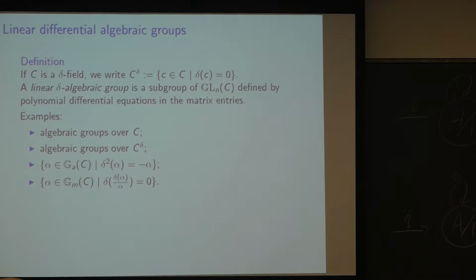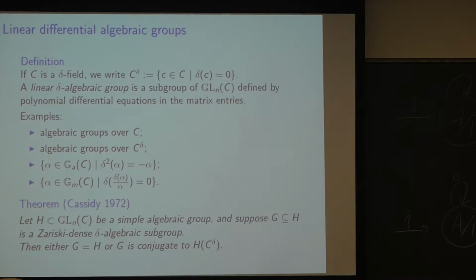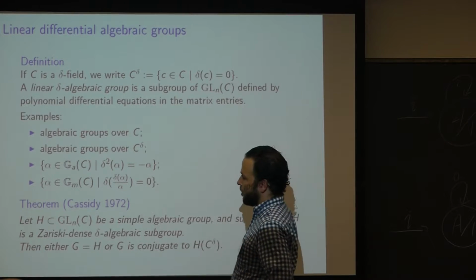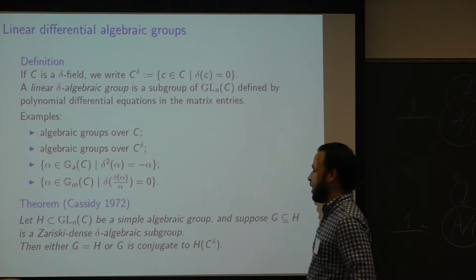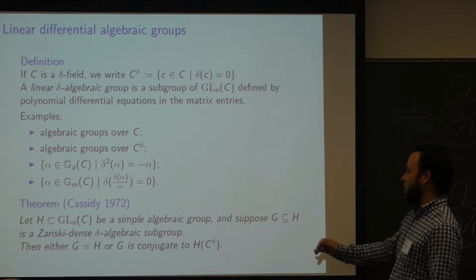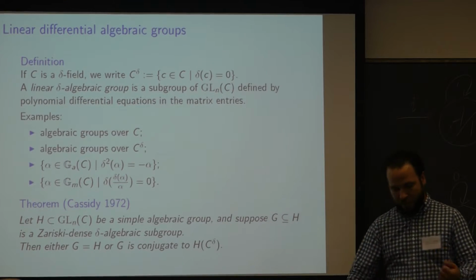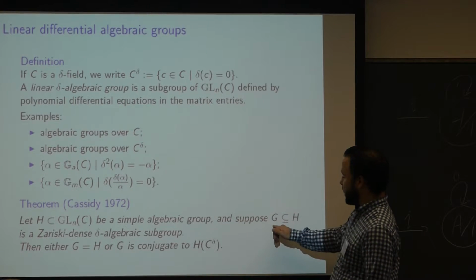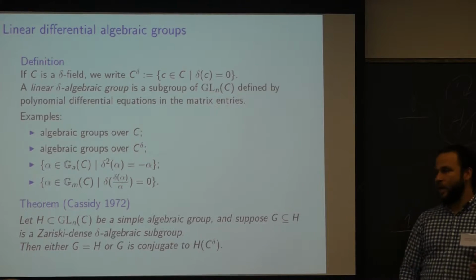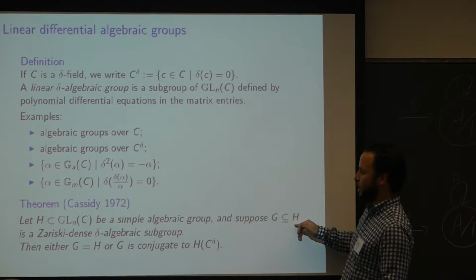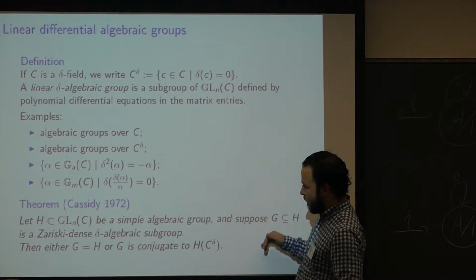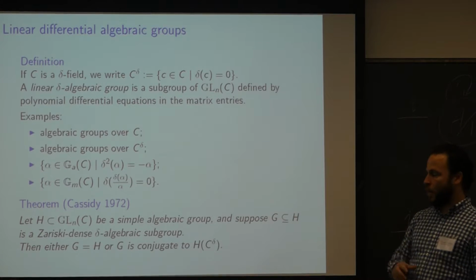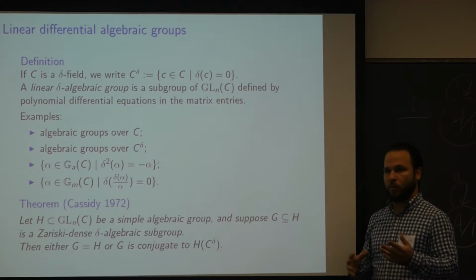The ones that will come up most often in our results: a few results show that if I give you a simple linear algebraic group, and then you have in there a differential algebraic subgroup that's Zariski dense, then G can only be essentially one of two things, either equal to the whole simple group that we had, or the differential constant points of that group, after possibly conjugating in the ambient GL_n.